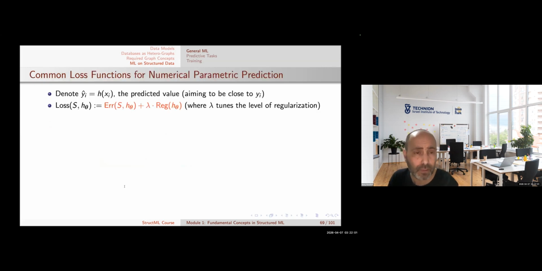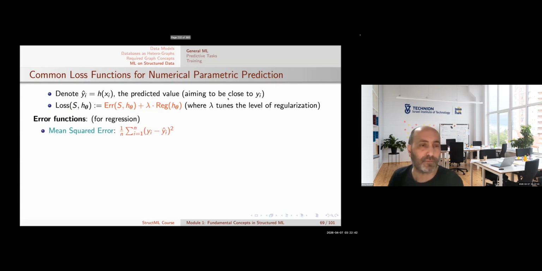Okay, let's see some common loss functions. So a loss function will typically look like error of S on the model H theta, plus the regularization that takes only H theta as an input and gives us a measure of regularization, times some lambda. Lambda is a way that tunes how much regularization we want to have. Here in the examples, I'm using yi hat as H(xi) as opposed to yi. And we want yi hat and yi to be close.